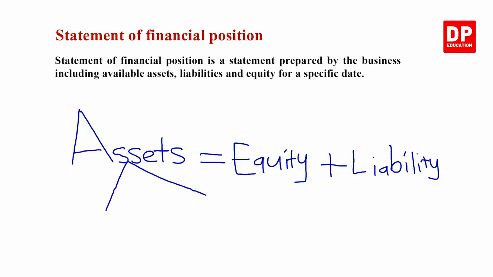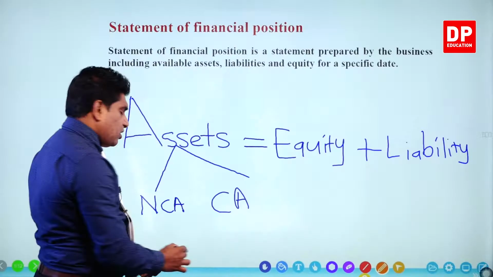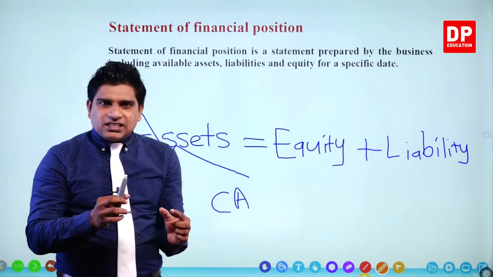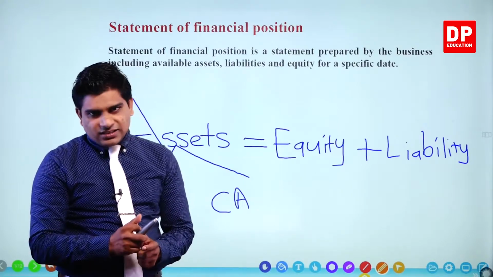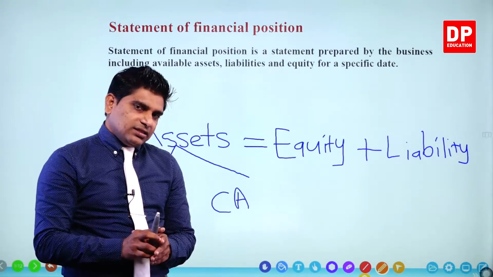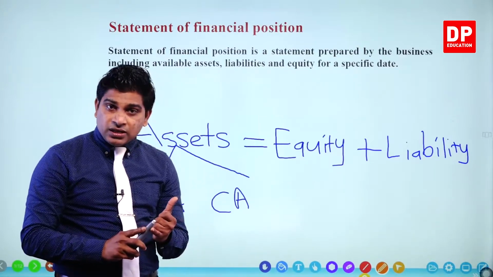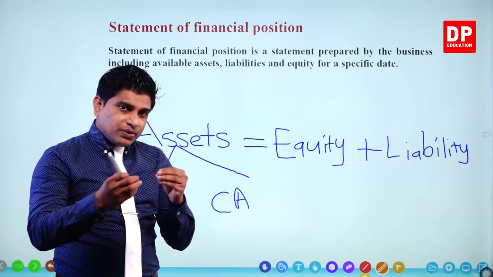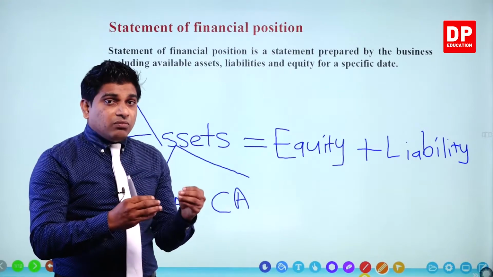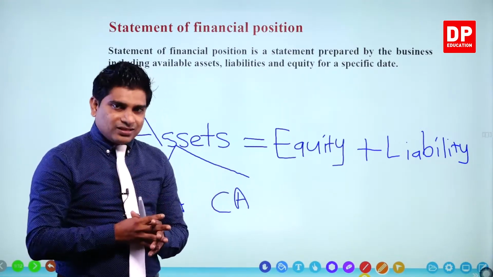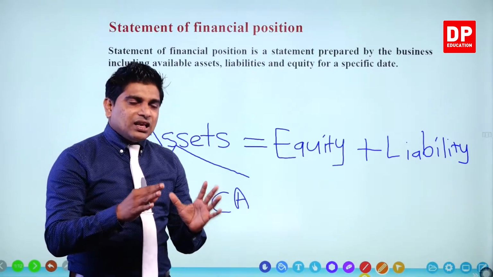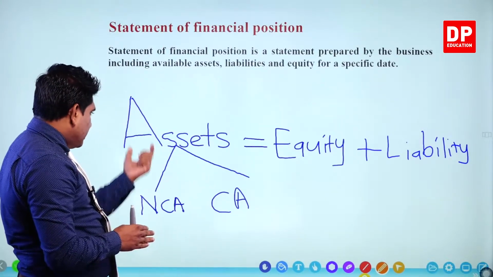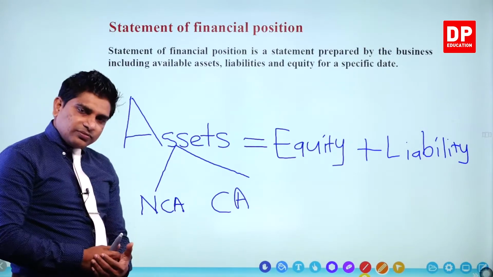How? Non-current assets, the others are current assets. Non-current assets are the assets that can be used for more than 1 year. Simply we can give examples: land and building, vehicles, machineries, equipments, computers. Generally we purchase them and we can use them for more than 1 year, 10 years, 20 years. All the assets that we can use for more than 1 year come under the non-current assets category.